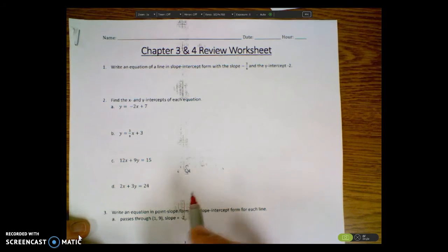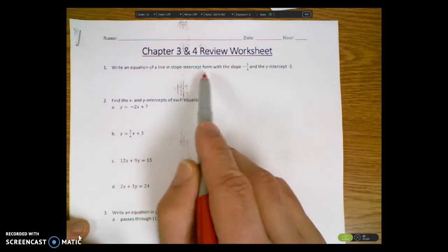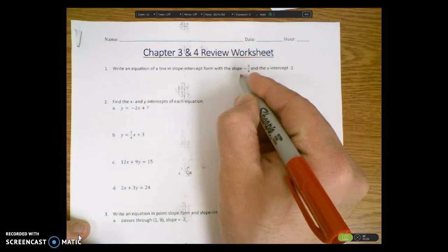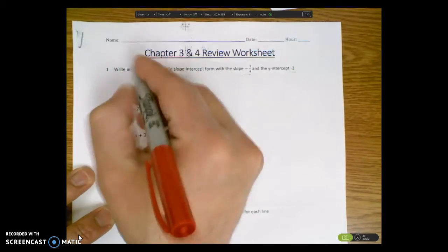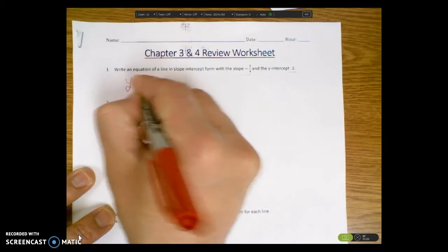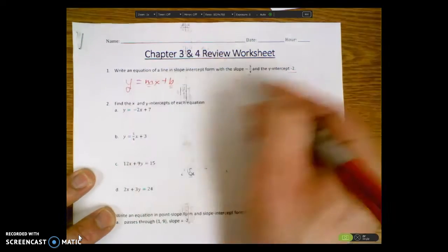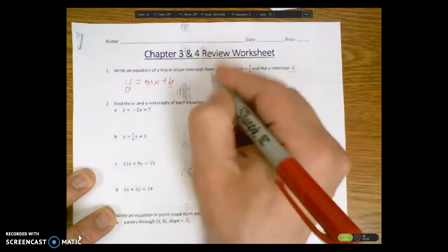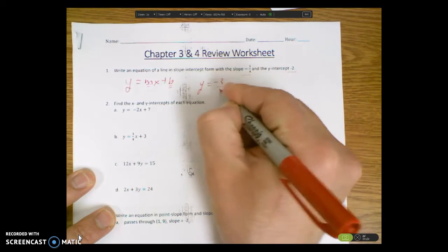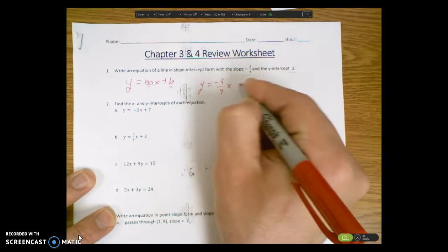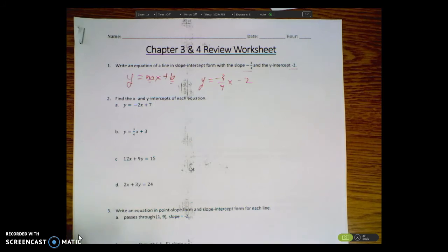So let's get started. The first question asks us to write an equation of a line in slope-intercept form, and the nice thing is they're giving us the slope and they're giving us the y-intercept. If you recall, the slope-intercept form is y equals mx plus b. You have to know m and b. M is the slope, b is the y-intercept, so we're just filling these in. Y equals negative 3 fourths x, and it's negative 2, so it's minus 2. All right?